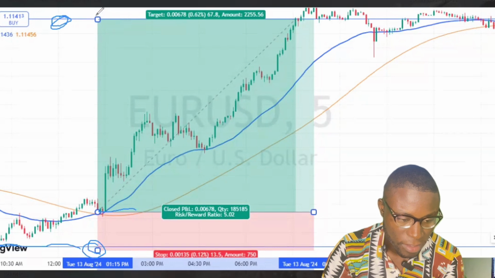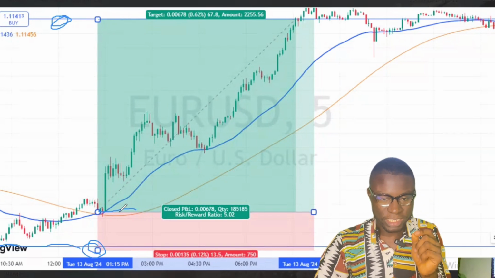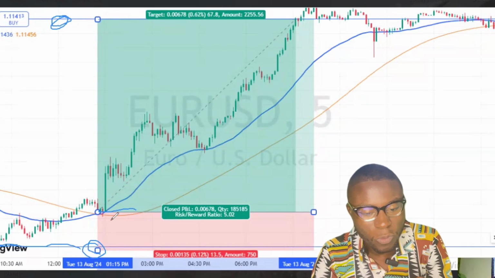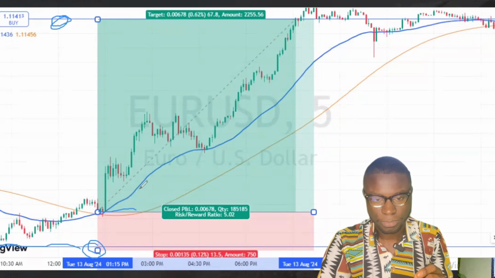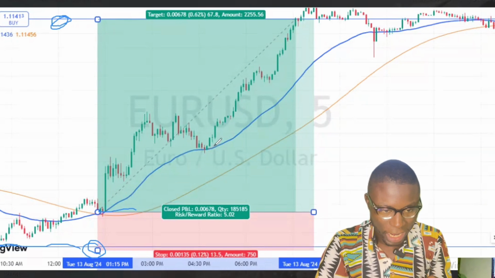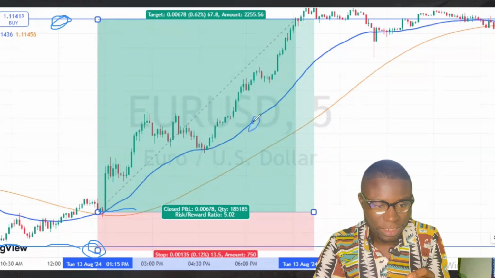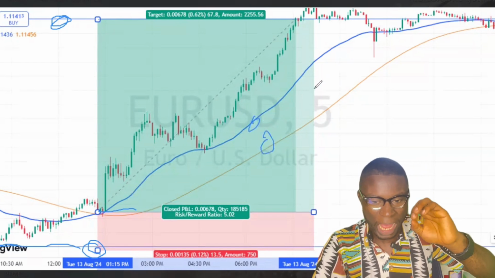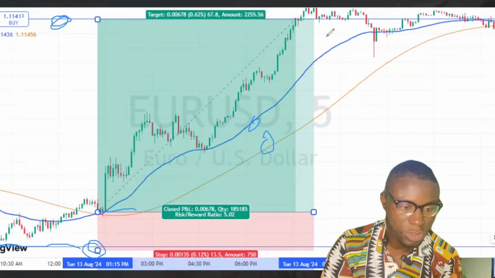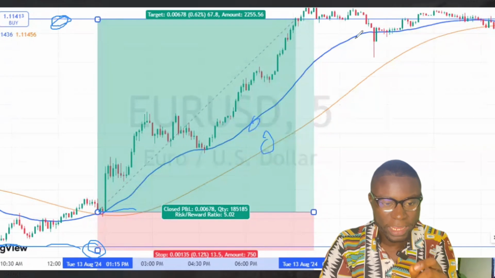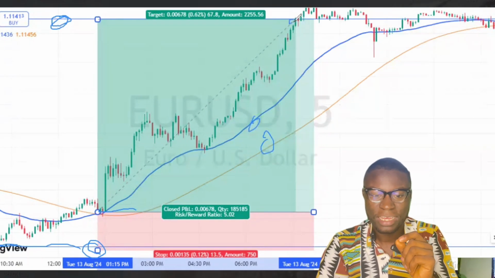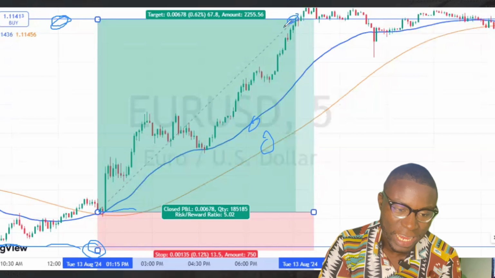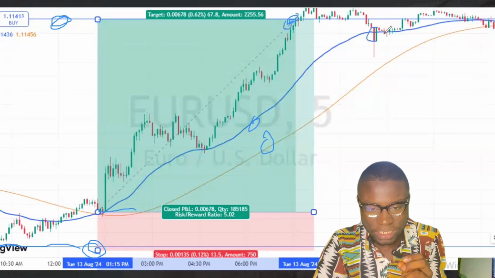Then when I placed my target here, I was also trailing the stop with my moving average. As you can see, price has been respecting the blue moving average and has been trading above both of them. So I allowed it to continue moving in my favor. I was just trailing it until price hit my take profit. If price didn't hit my take profit, I would have closed it around here.